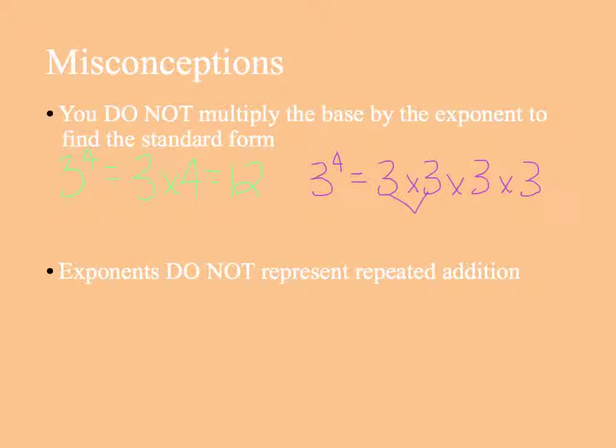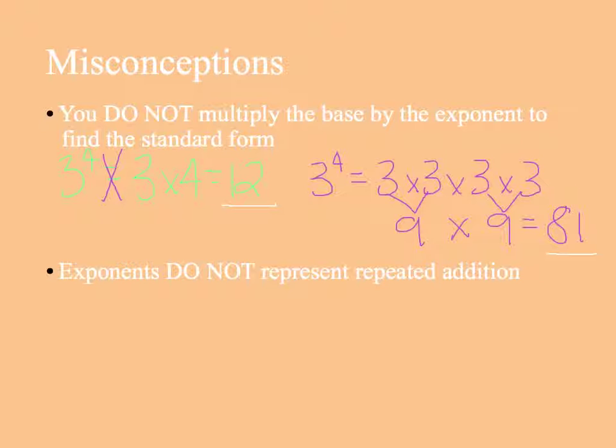So let's group this together and find the actual value of 3 to the 4th. So I know 3 times 3 is 9, and then I'm going to multiply that by the product of 3 times 3 again. So when I multiply 9 times 9, I get 81. Look at the difference between the product of 3 times 4 and the product of 3 times 3 times 3 times 3. The value of these two numbers is much, much different. So we know that 3 to the 4th is not equal to 3 times 4. If you're not going to get the same number, they do not have the same value.